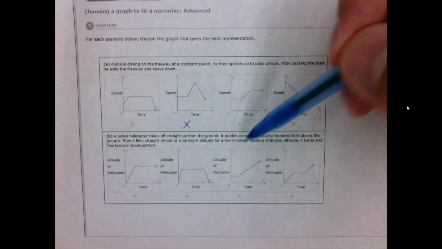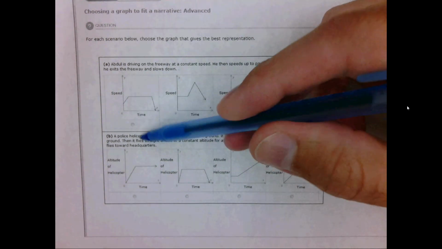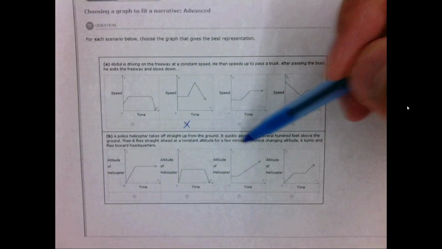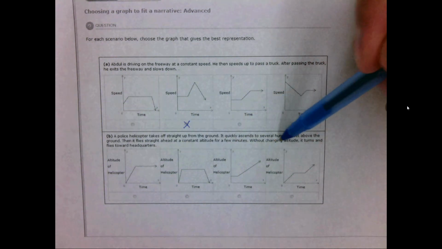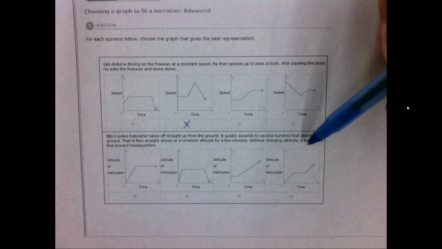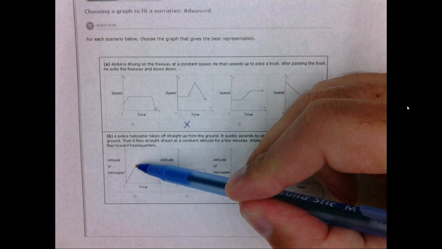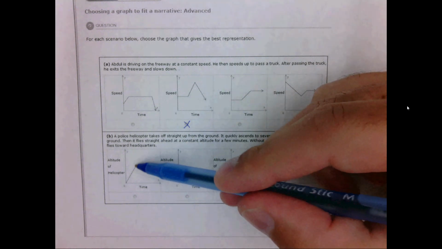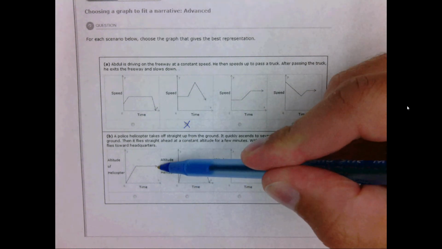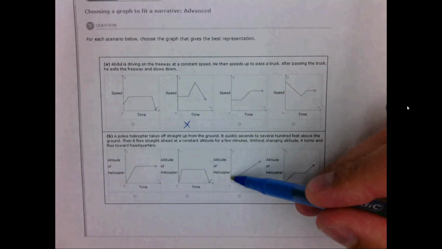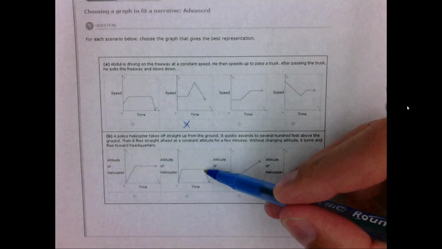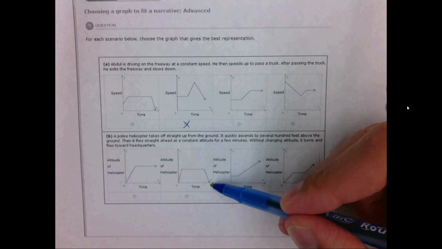It then flies straight at a constant altitude for a few minutes, and then turns, but without changing altitude. So after it ascends to its flying altitude, altitude remains constant. Therefore, the slope of the line should be 0, which is only in this case. In this case, it's 0 for a while, and then the helicopter goes back down and presumably lands.